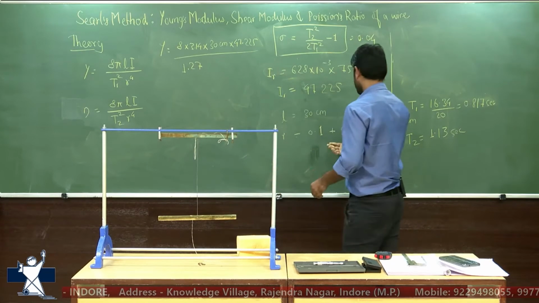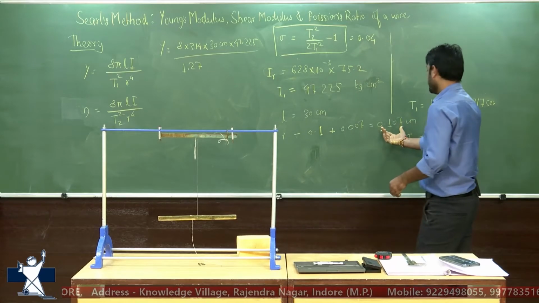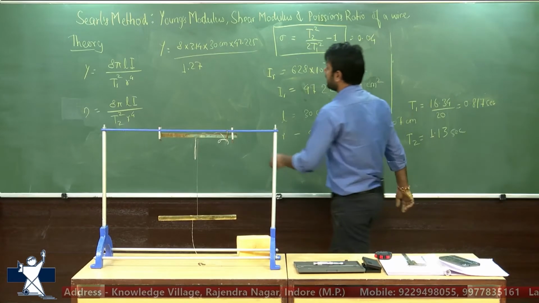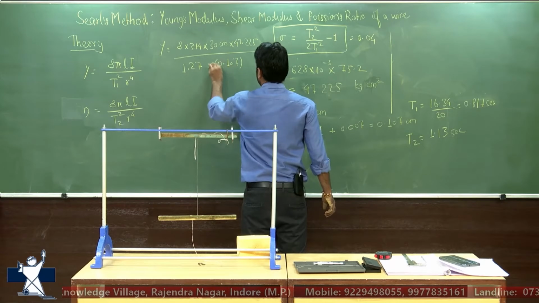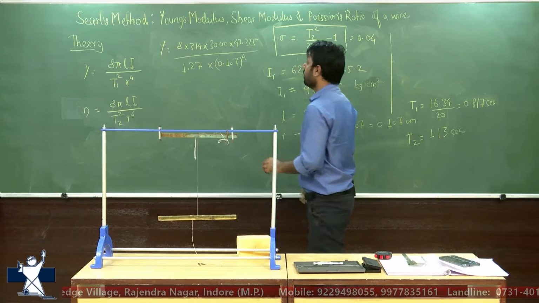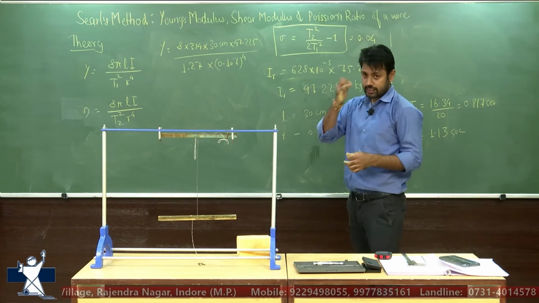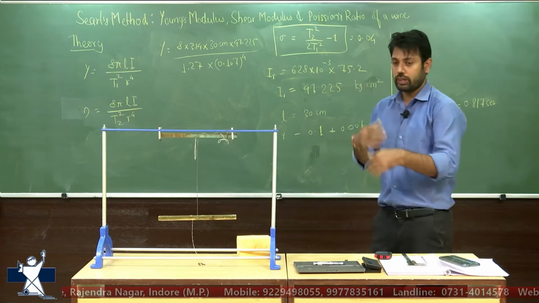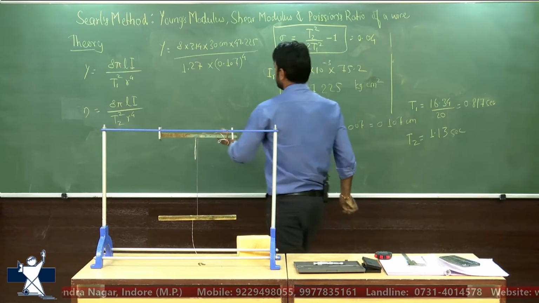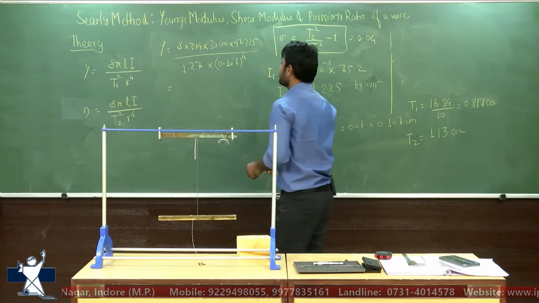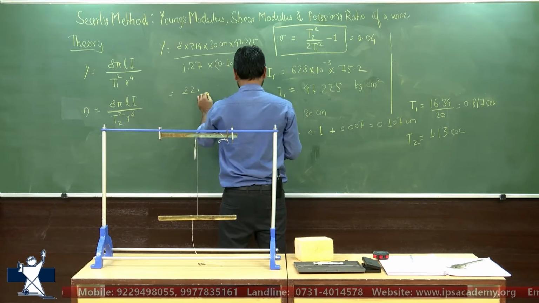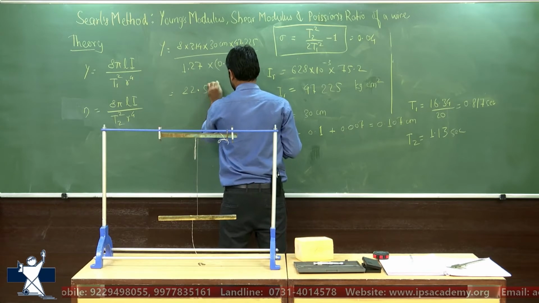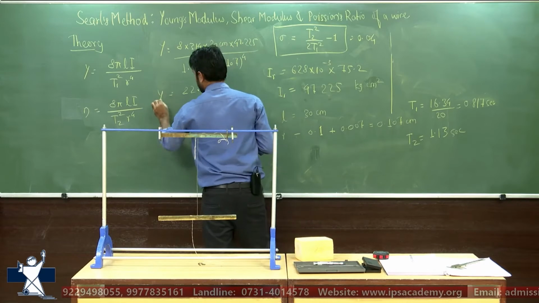The T1 square is 1.27, multiplied by r to the power 4. So the radius of the wire is 0.107, and we are taking the fourth power of this. Okay, so you can see that all the quantities are in centimeters, so the units will cancel out. So you can perform the calculation here. So if we convert these quantities, we get 22.567. This is your Young's modulus.